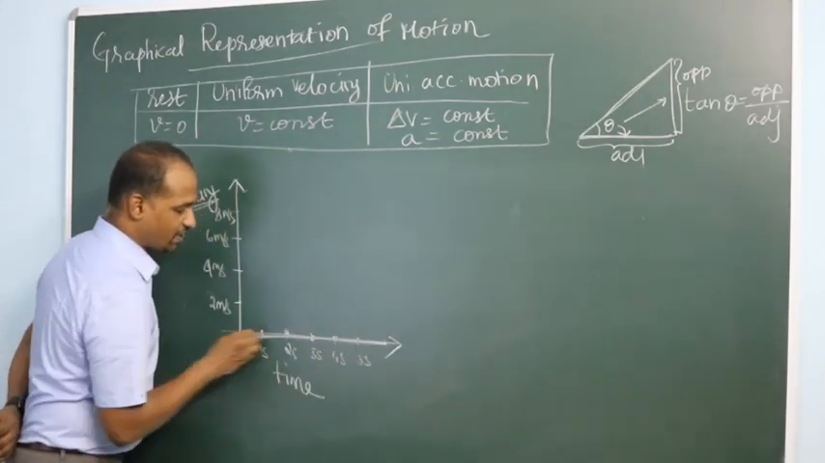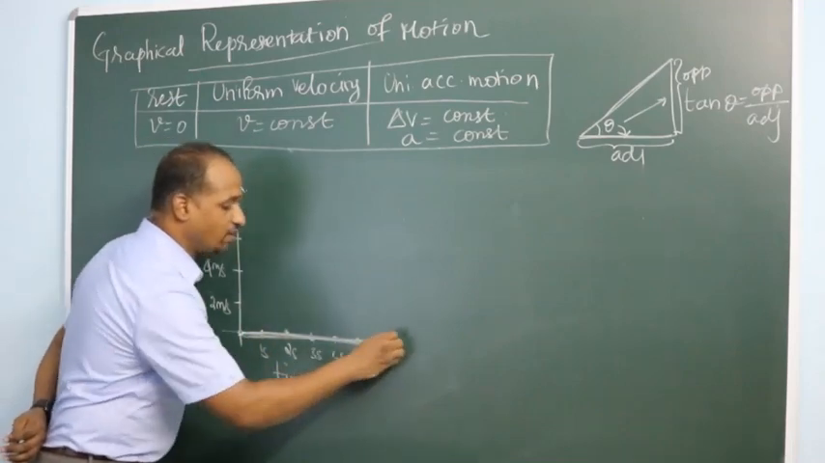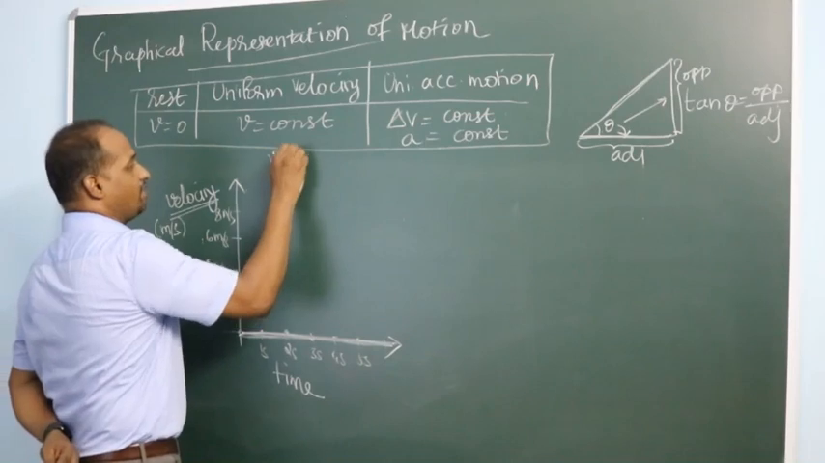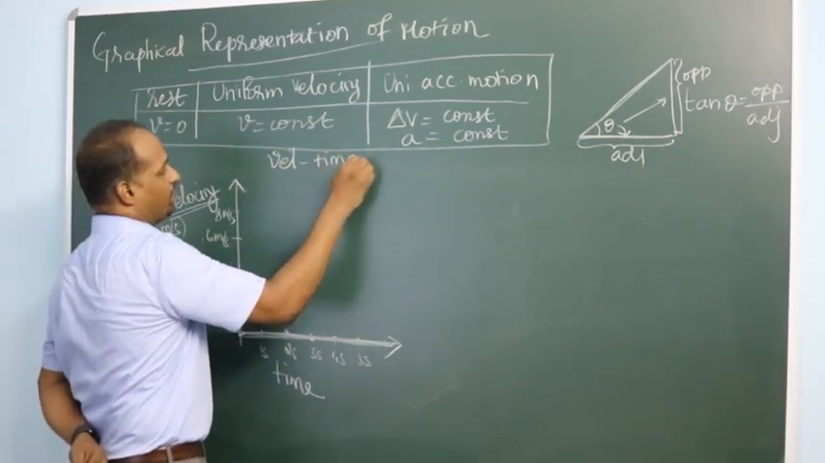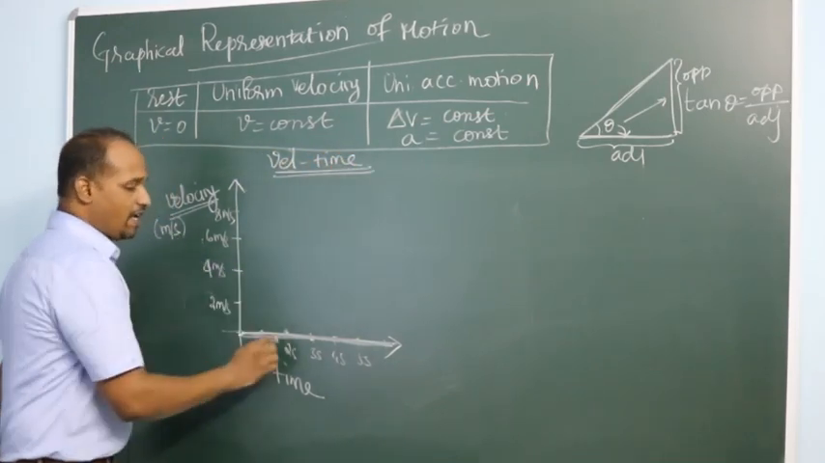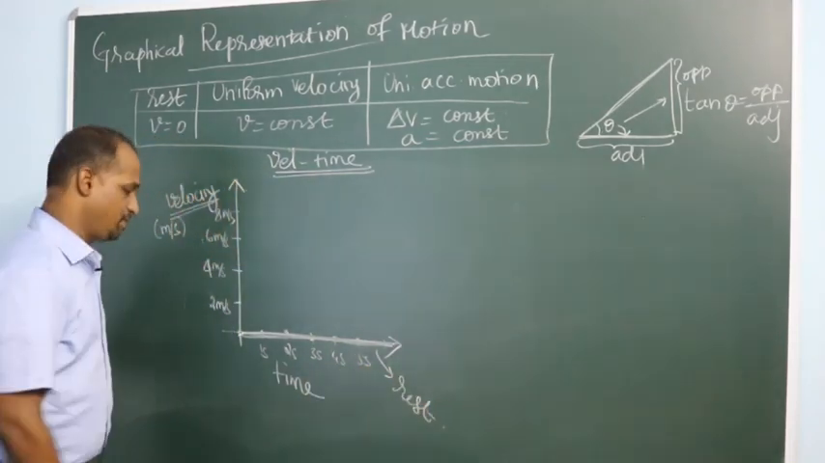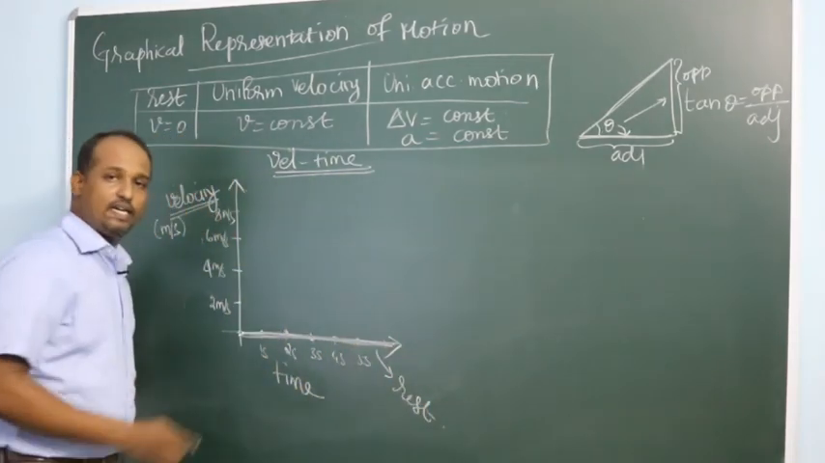So if an object is at rest, the graph is on the time axis. In velocity time graph, if an object is at rest, the graph is on the time axis, because in the x-axis we have taken time.